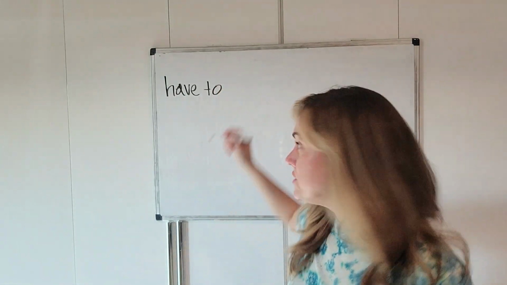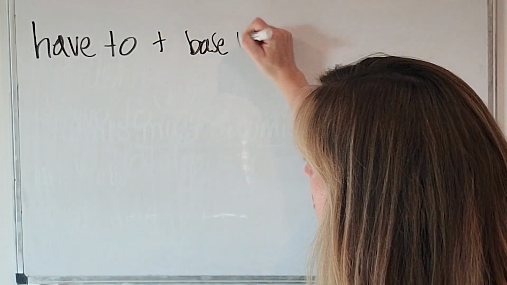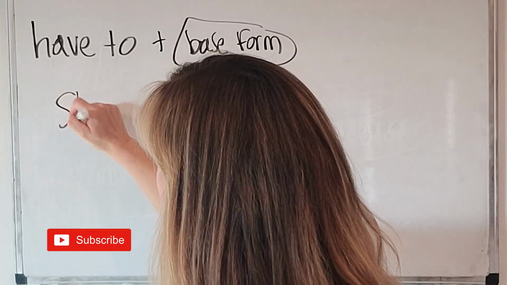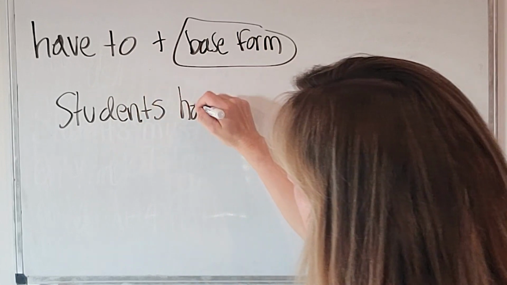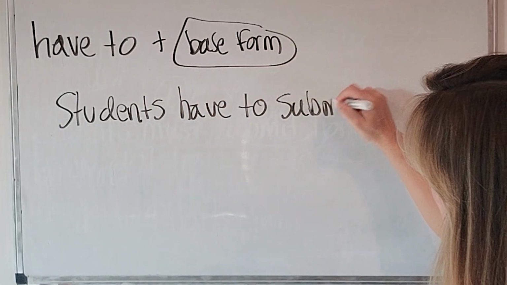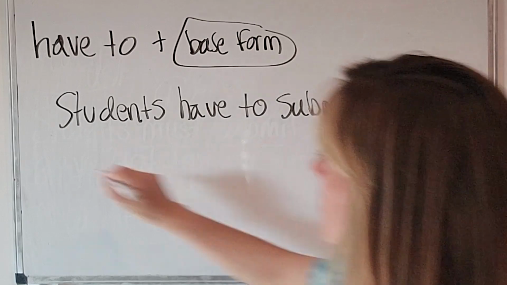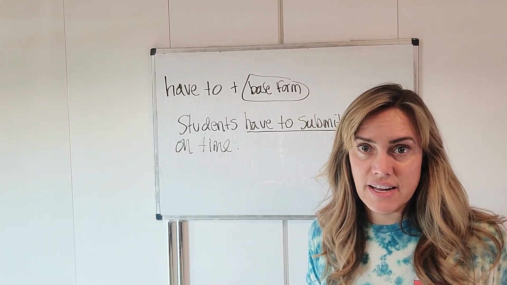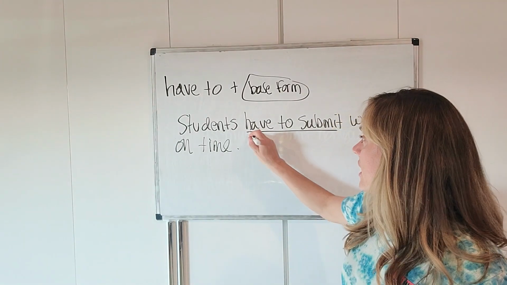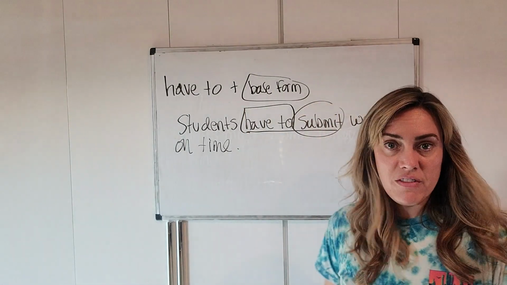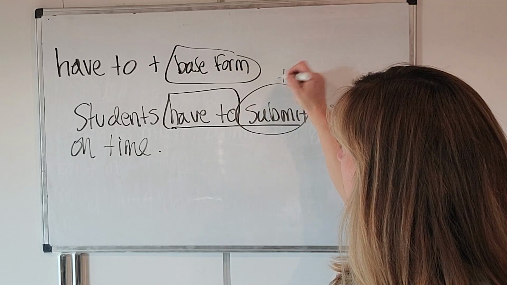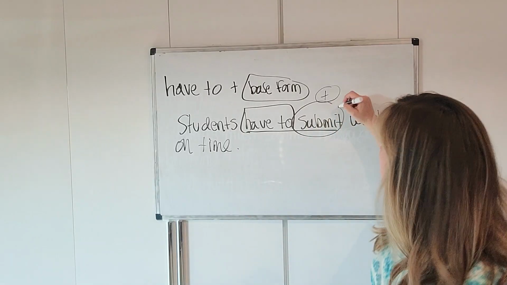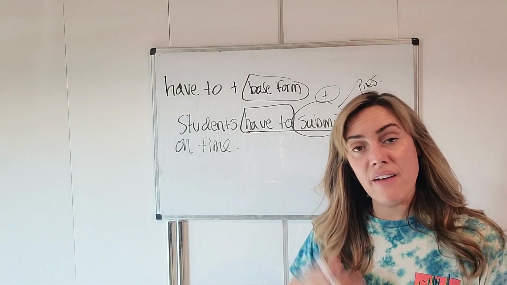Okay, when you use have to, after, of course, you need the base form of a verb, okay? So, for example, students have to submit work on time. This shows necessity. It's necessary to submit work on time. We have the modal and we have the base form of the verb. This is an affirmative statement with have to, and it refers to the present time.